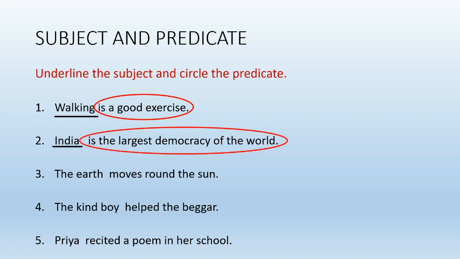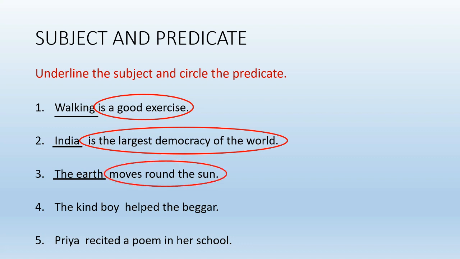The earth moves round the sun. So the thing mentioned over here is the earth. So the earth is the subject and we are talking something about the earth. What we are saying about the earth, that it moves around the sun, is called the predicate.